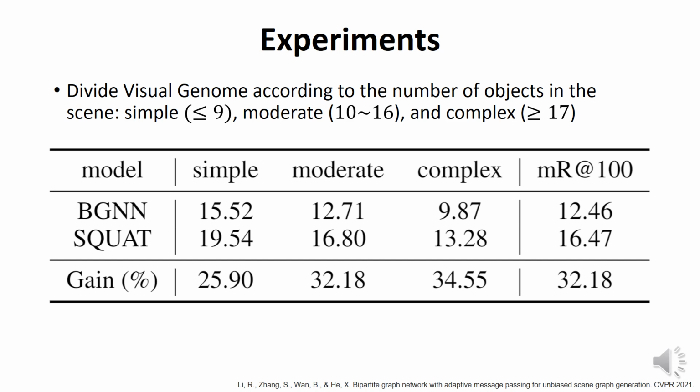Furthermore, to analyze the performance with respect to the complexity of the scene, we divide the image sets in the Visual Genome into 3 disjoint sets according to the number of objects in the scene. As shown in the table, SQAT shows a higher performance gain on the more complex images. SQAT is more effective for realistic and complex scenes.